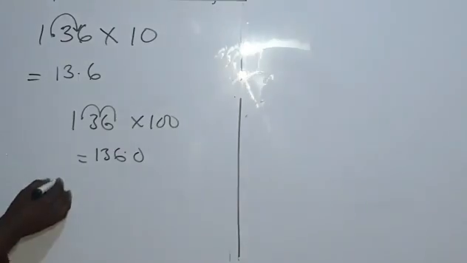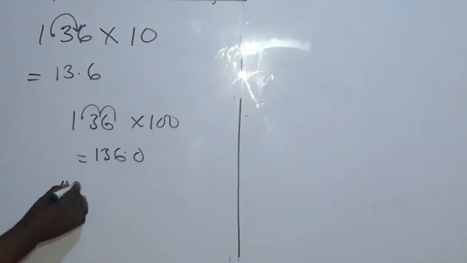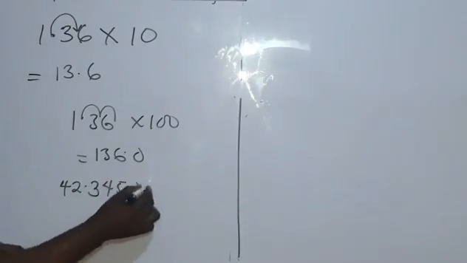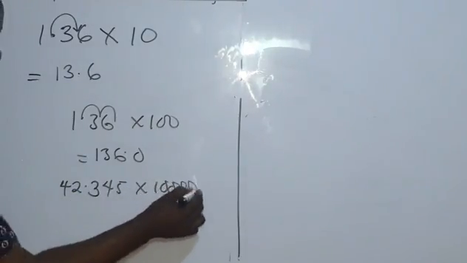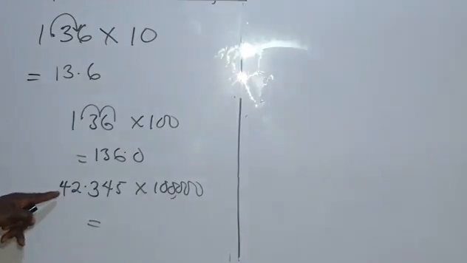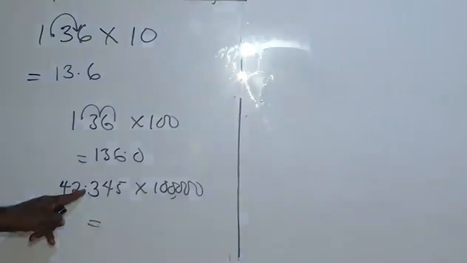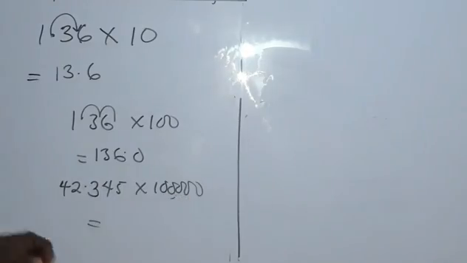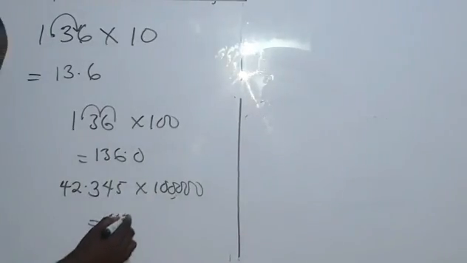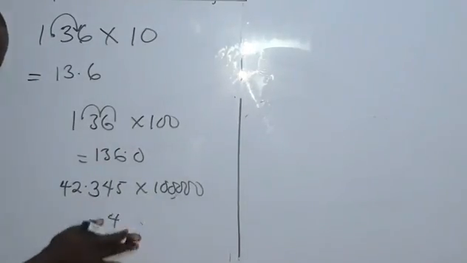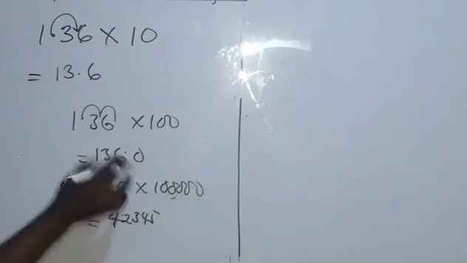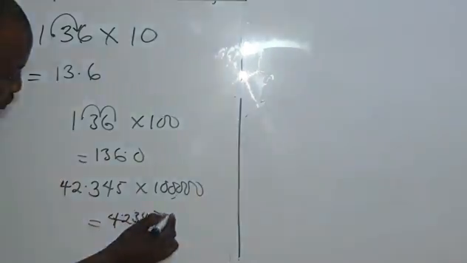So if you have 42.354 times 100,000. So what are you going to do here? You move the decimal point how many times? 1, 2, 3, 4, 5. So if you count what you have after the decimal point there is 1, 2, 3. You have 3 digits. So that means 4, 2, 3, 4, 5. It remains how many? It remains 2 zeros. So you have the 2 zeros at the back.